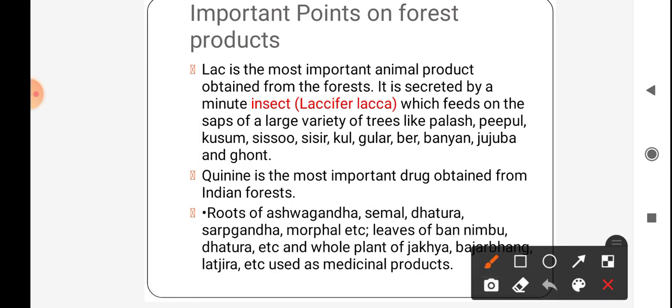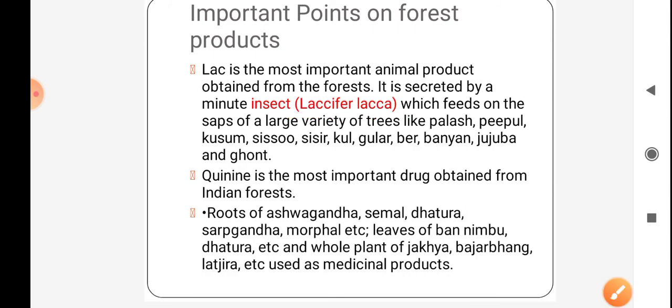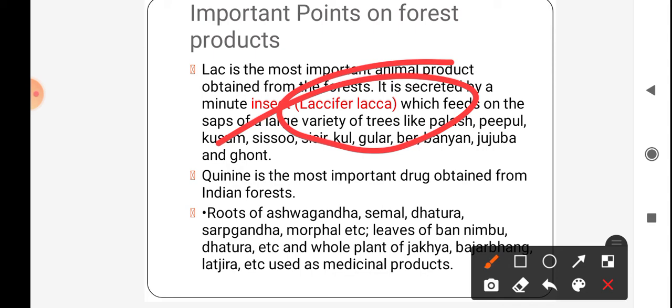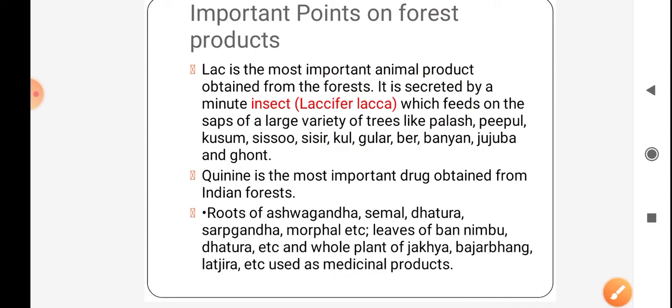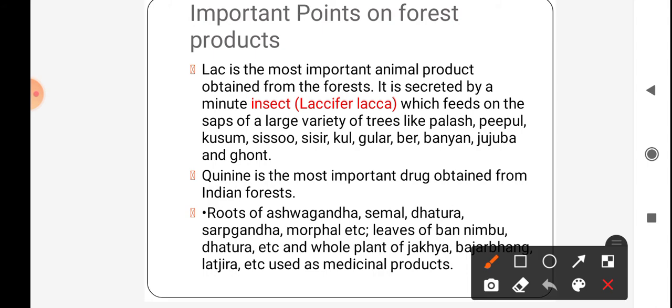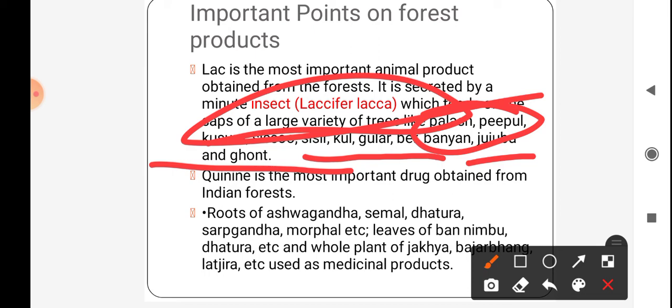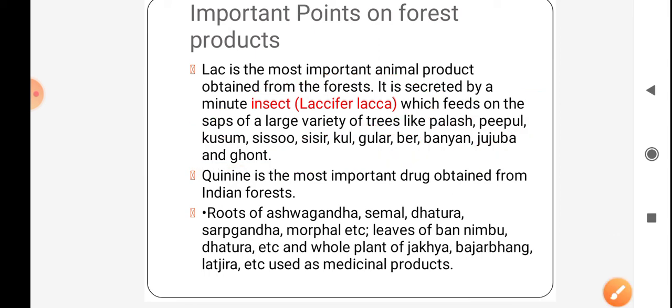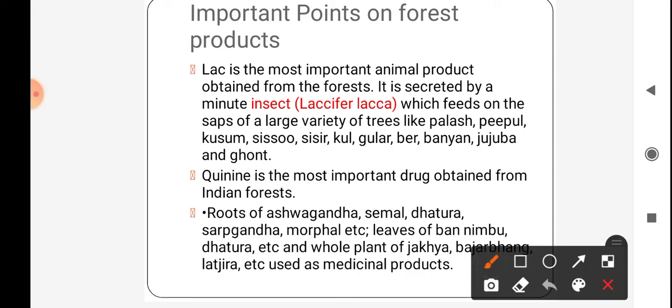Then another very important forest product is lac. Lac is the most important animal product obtained from forest. It is secreted by the insect Laccifer lacca. So this is important for your exam. Lac is secreted by Laccifer lacca, which feeds on the sap of a large variety of trees like palash, peepal, kusum, sisu, ber, gular, banyan, jojoba and ghont. On the leaves of these trees, this particular insect is found, which is responsible for production of lac.